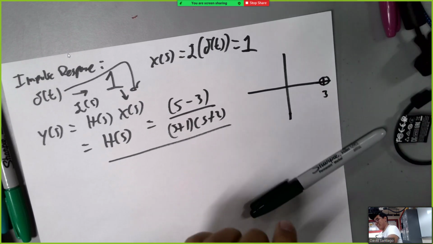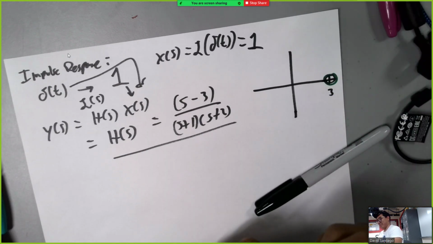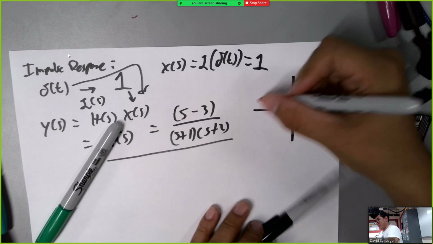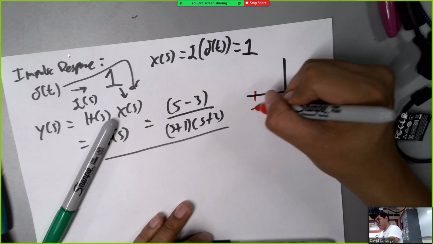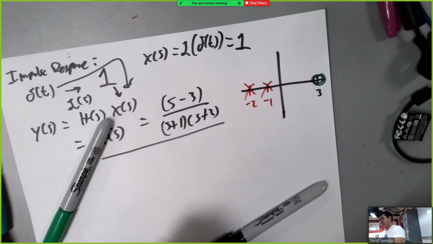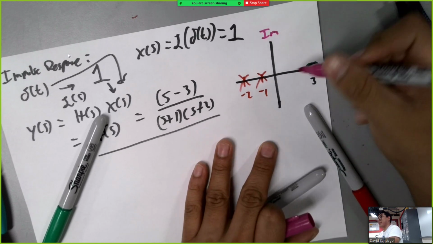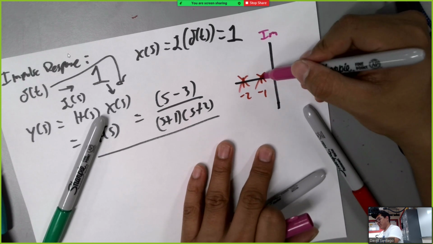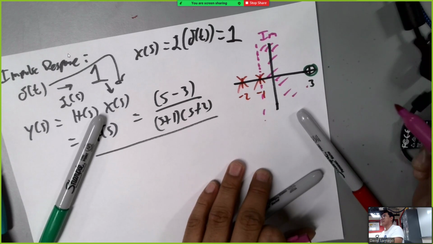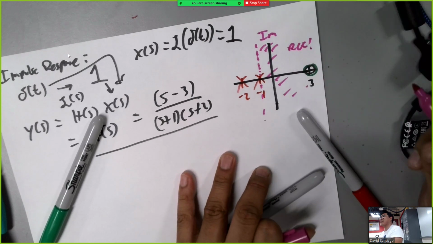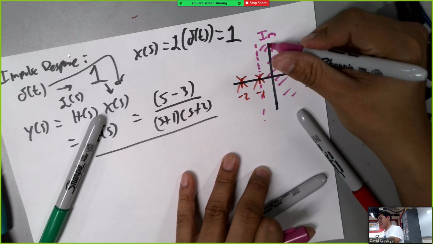Should I make that in red or green? I'm using green. I'm going to use red for the poles. Then we have a pole, right? Where do we have our poles? Okay? And because we want a stable system, right? Here's the imaginary axis. So how do we make this stable? We look at the farthest pole like this, and that's your region of convergence, ROC. It's stable because our region of convergence includes this imaginary axis.